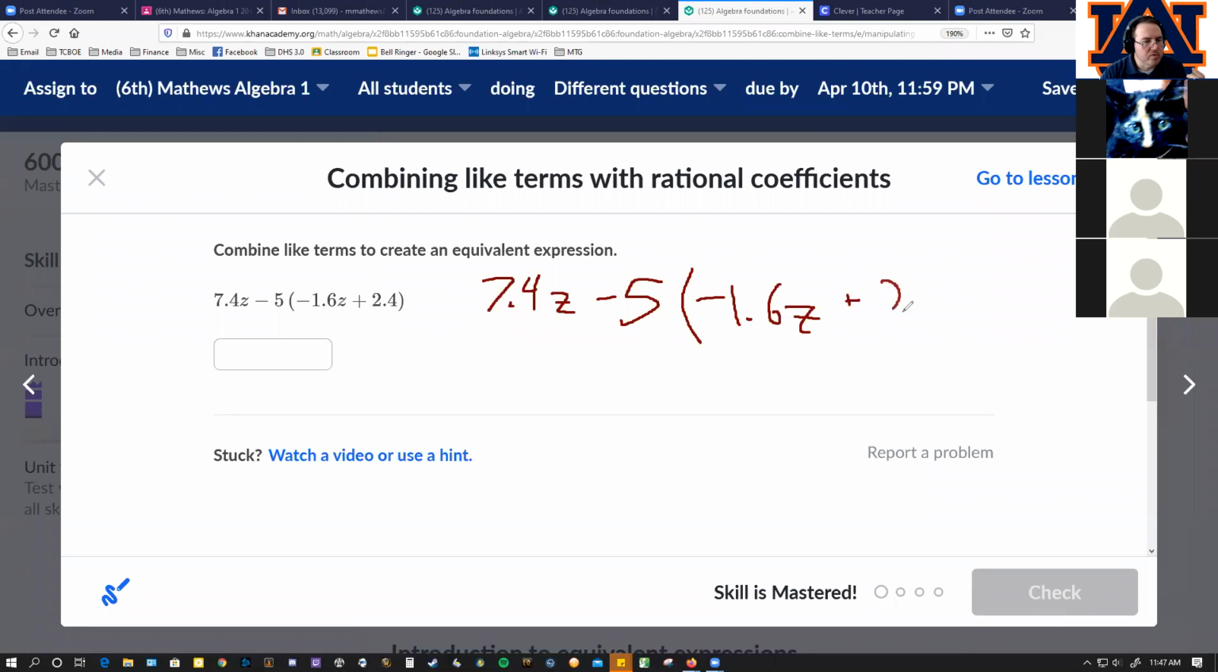Plus 2.2 4/10. Okay, so what can be done? Well, this negative 5 can be distributed to both terms. And now you do have to multiply by the negative 5, not just 5. So this is going to end up being 7.4z.